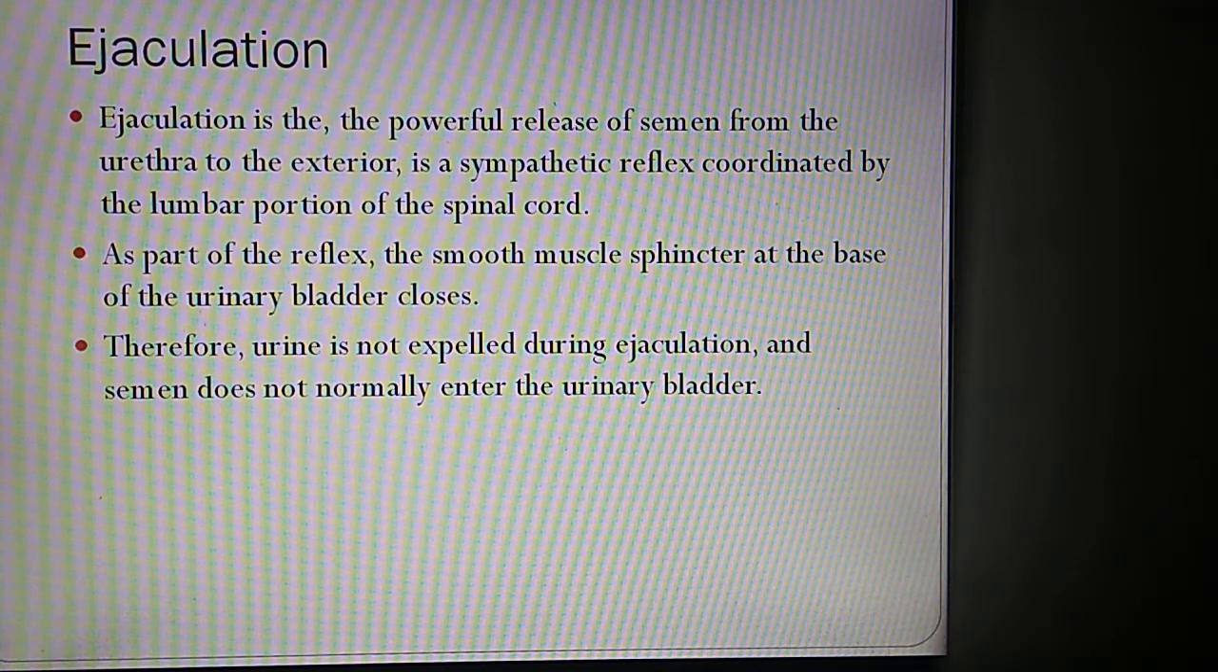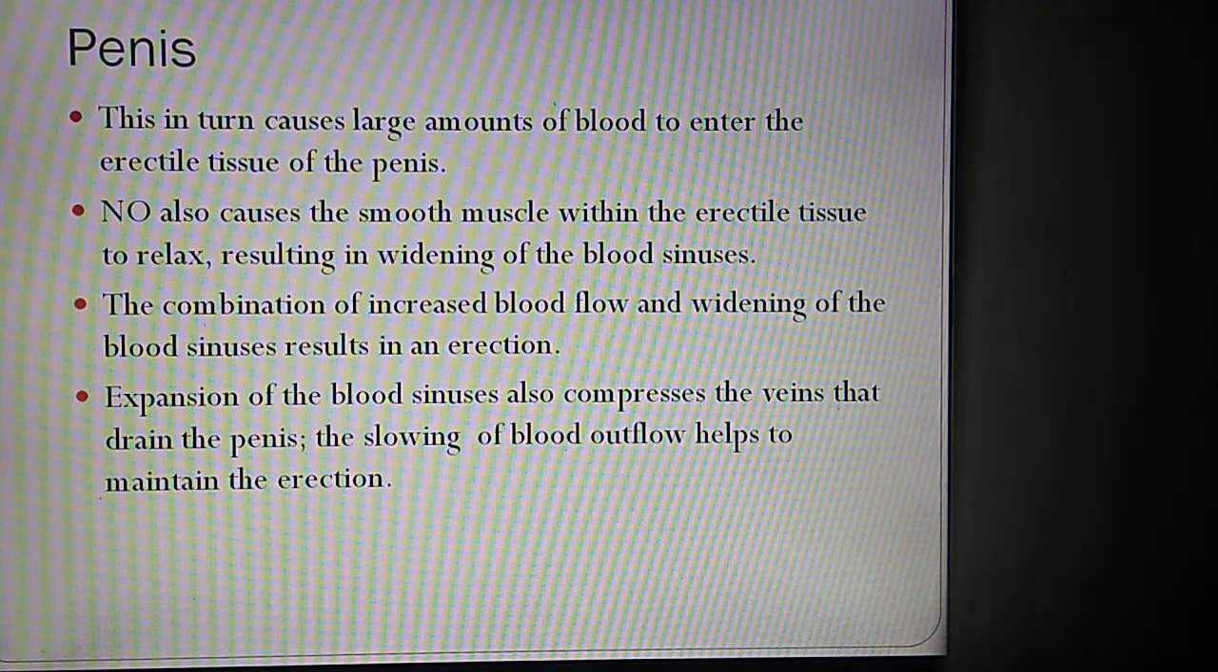As part of the reflex, the smooth muscle sphincter at the base of the urinary bladder closes. Therefore, urine is not expelled during ejaculation and semen does not normally enter the urinary bladder. So this is about the male reproductive system.